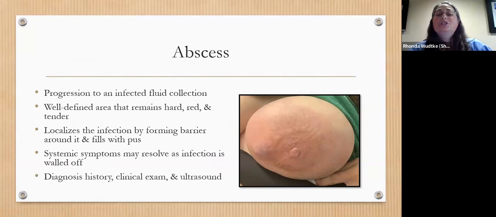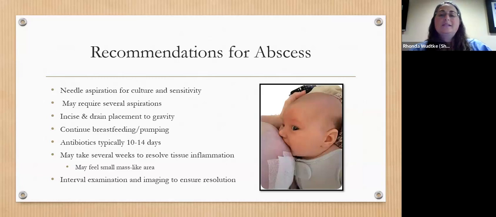But we want to avoid progression to an abscess, which is an infected, hardened, well-defined area where the infection walls itself off. And so there, it fills with pus, and that antibiotic can't get to it. Sometimes their systemic symptoms, fever, chills, will actually improve as that walls itself off. It's important to do a good history, clinical exam, and ultrasound for diagnosis. We'll need a needle aspiration to see what bacteria is in there to know how to best treat. That may need to be done several times.